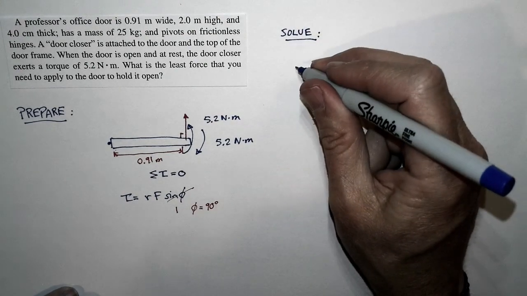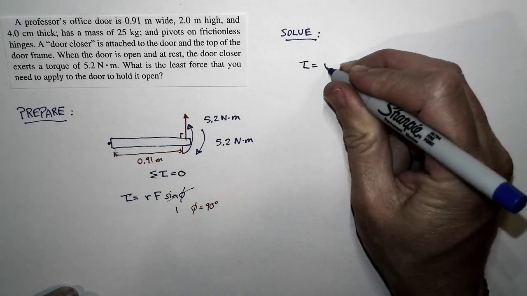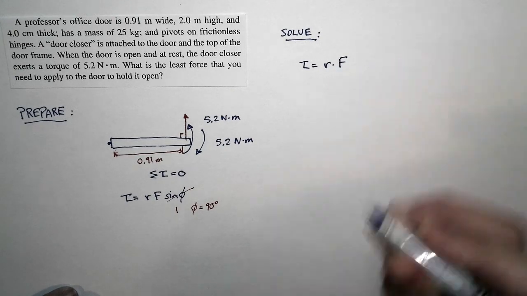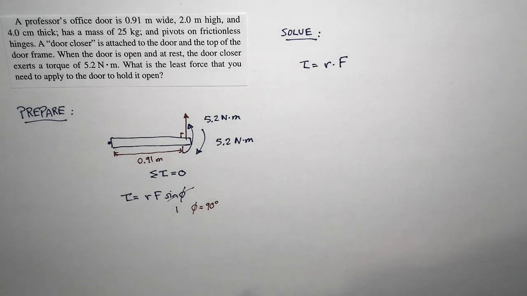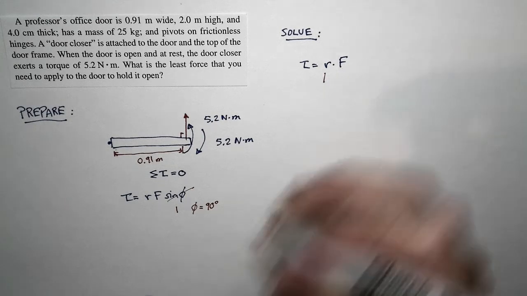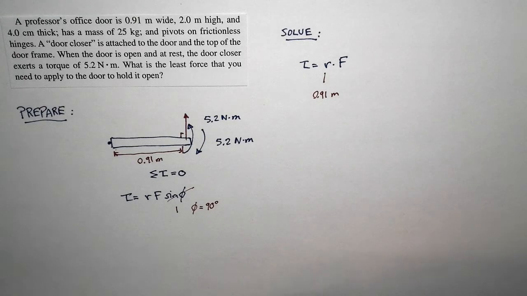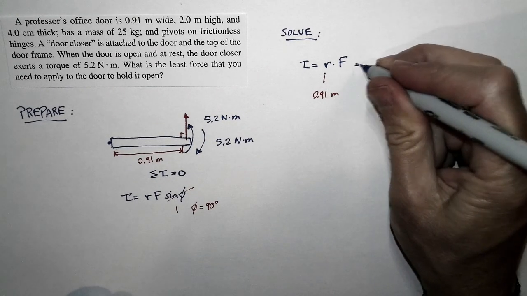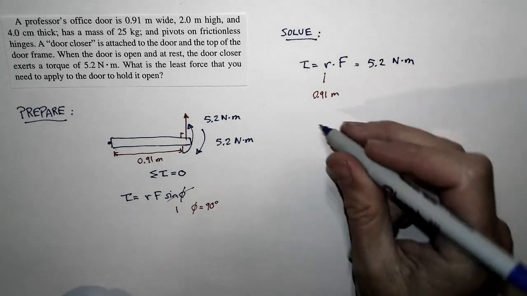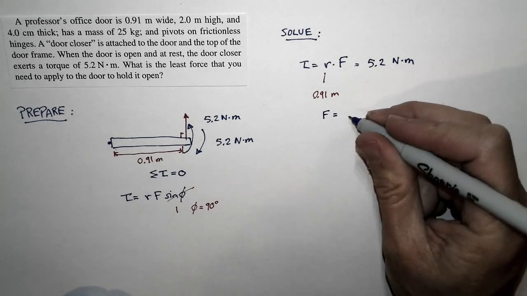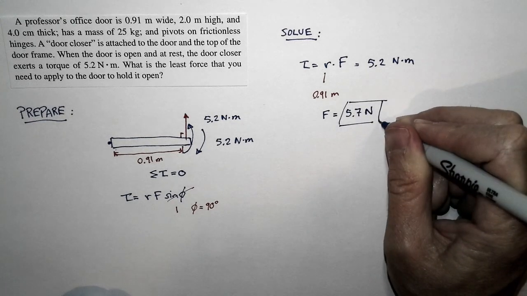Well, the force you're applying comes out of this torque expression right here. You're applying a torque, R times F times the sine of phi, but the sine of phi is 1, okay? And the distance is the distance from the pivot, and I want this to be as big as possible. Well, as big as possible is 0.91 meters. And the torque that you're applying is equal to 5.2 Newton meters. So I can just take this expression and solve for the force, and if I do that, I get 5.7 newtons to two significant figures.